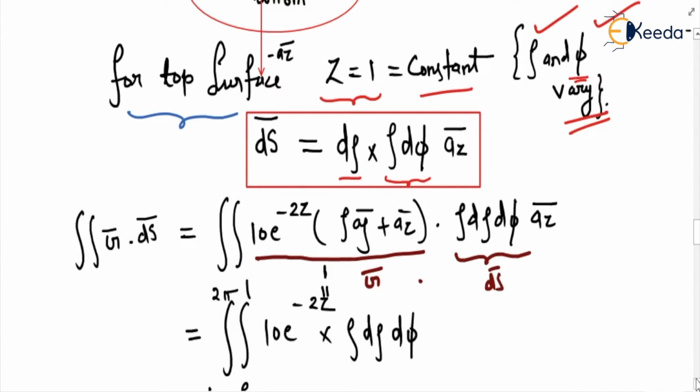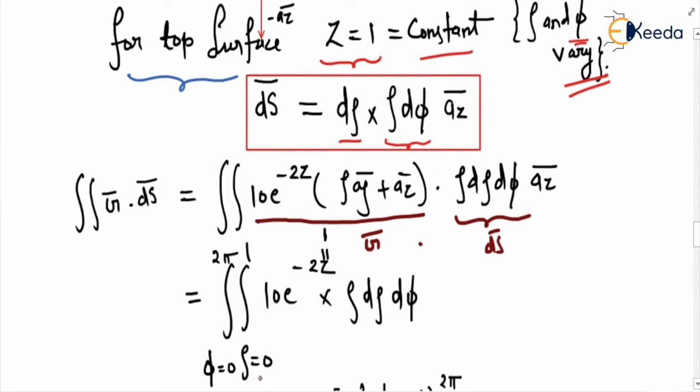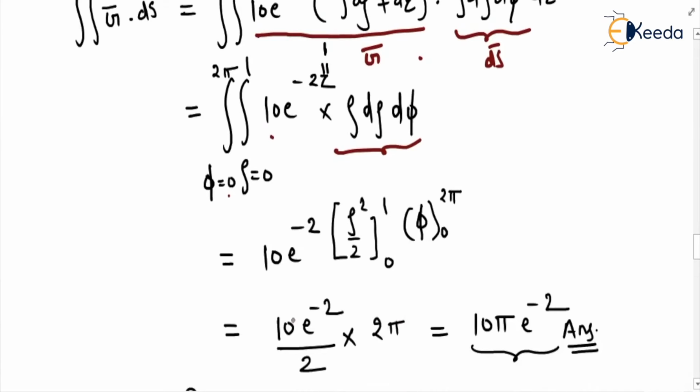When we take the dot product of these two vectors, the answer is the integration with rho limit from 0 to 1 and phi limit from 0 to 2 pi, of 10 e to the power minus 2z into rho d phi. Arrow dot az will be 0, but az dot az will be equal to 1. 10 is constant and e to the power minus 2 is constant because z is 1. For the top surface, z is 1, which is a constant here.